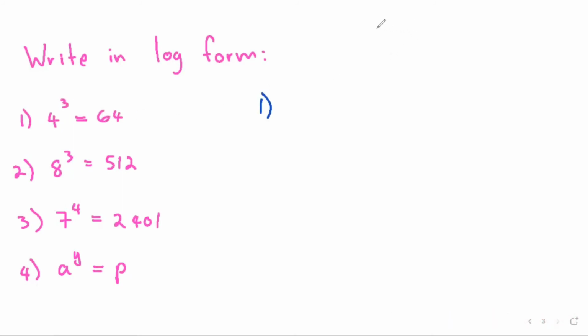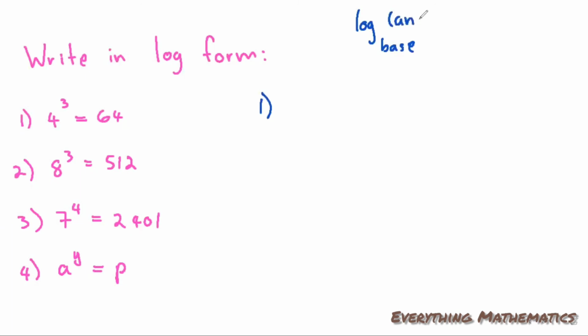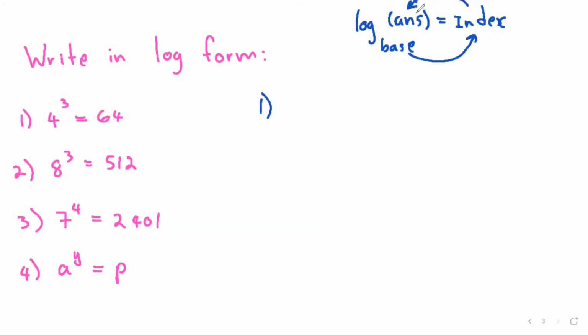So remember, when dealing with logs, let me just write it on top here. We have log of the base, and then you have the answer here, and this is equal to your index. This is what you really have to keep reminding yourself. And you could also think of the spiral effect: base of index supposed to give you the answer. Maybe that's one thing you could keep in your mind too.